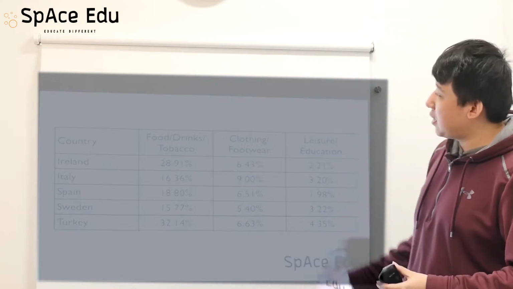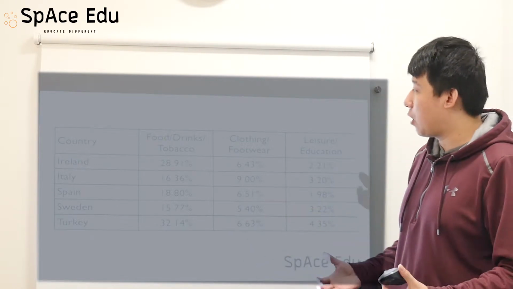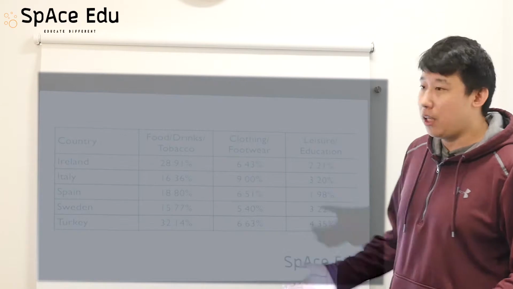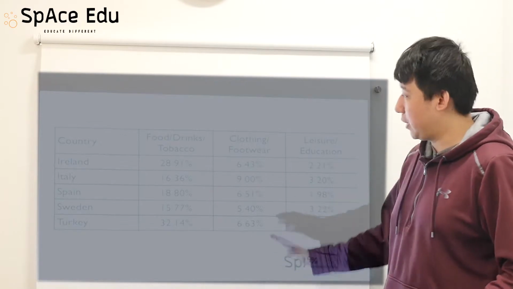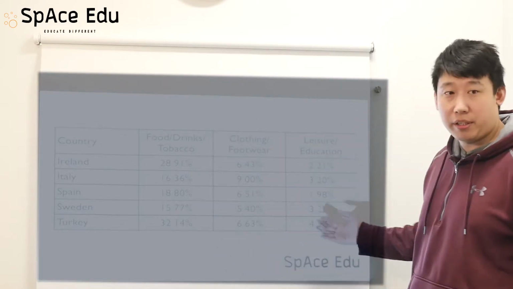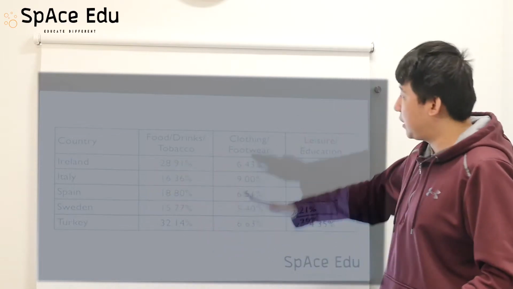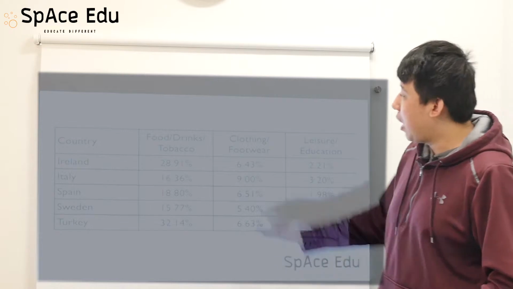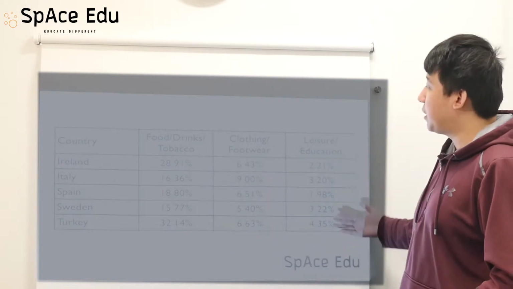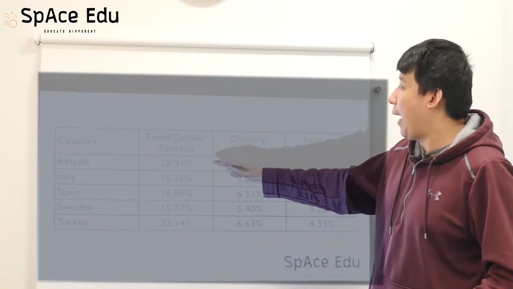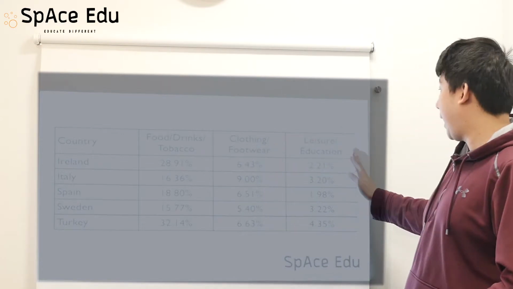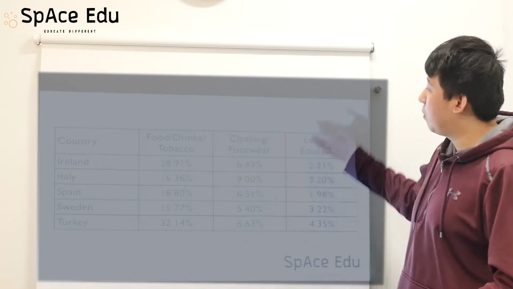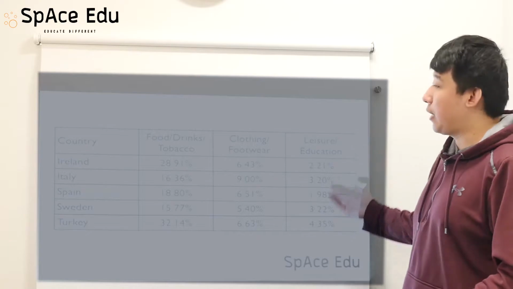This is another example of a chart with really complex data. A lot of my students are really confused about this because they're reading so many different data from different countries in different categories, and wonder how to solve this. As you can see, all the figures here stand for spending in different categories: food, drinks, and tobacco, clothing and footwear, and leisure and education.